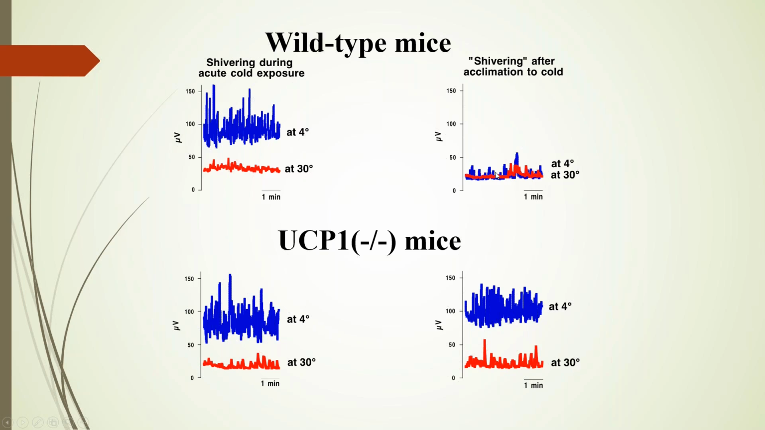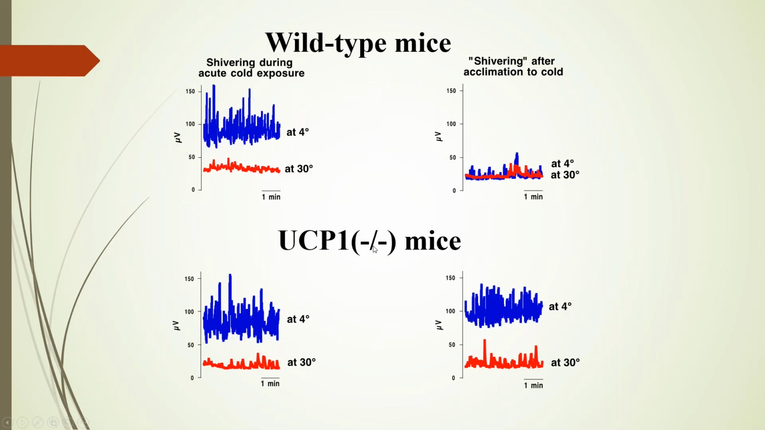And if you keep the animal long at 4 degrees, this shivering goes off. Muscles are no longer required to produce heat because this work is being taken over by brown fat at cold temperature. So your shivering induced thermogenesis is reduced and your non-shivering thermogenesis is increased by your brown fat.